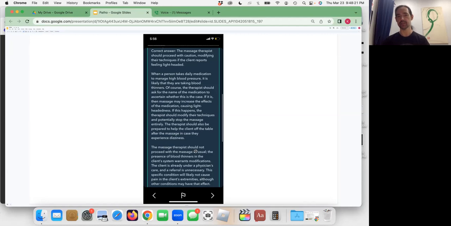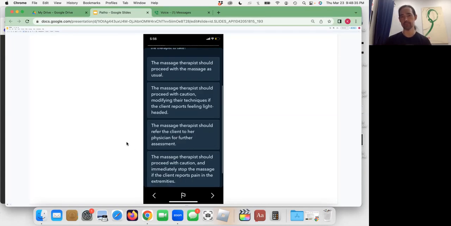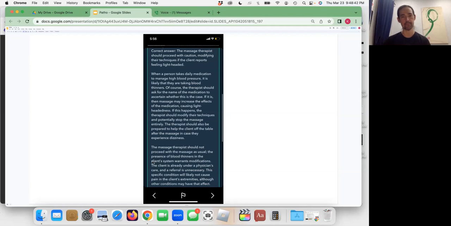The massage therapist should not proceed with the massage as usual. The presence of blood thinners in the client's system warrants modifications. The client's already under a physician's care and a referral is unnecessary. So you would not refer the client to the physician for assessment, because the client has already been assessed by the physician and prescribed medications. The specific condition will not likely cause pain in the client's extremities, although other conditions may have that effect.